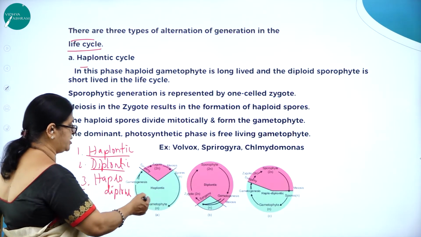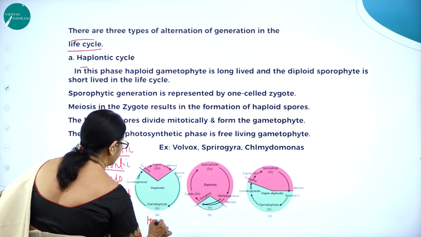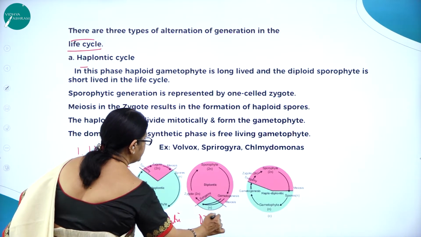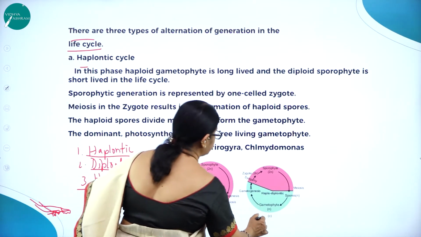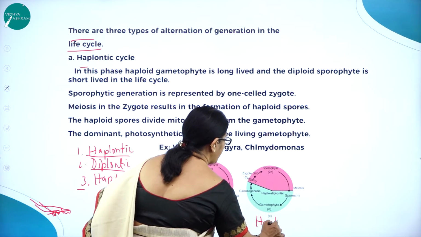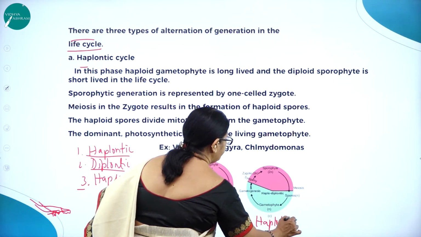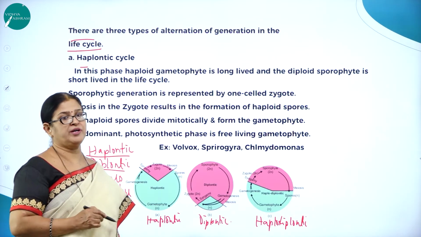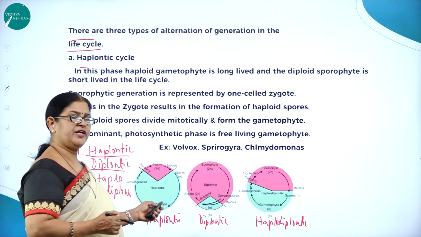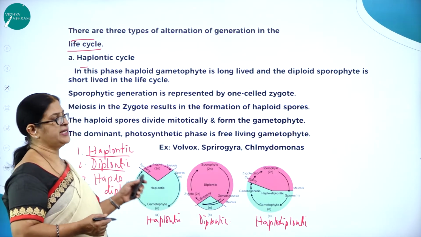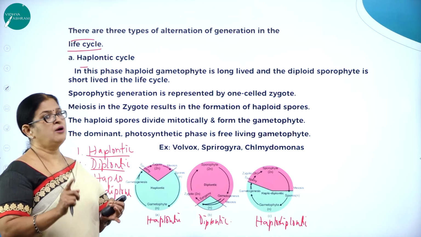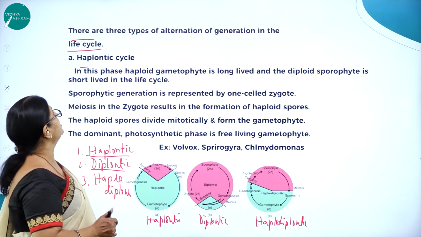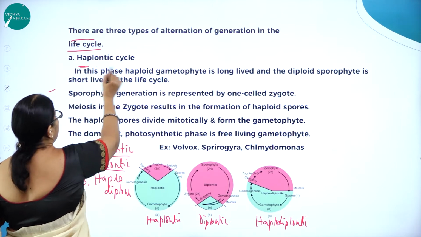So you can see in this picture. This is the haplontic life cycle, this is the diplontic life cycle, and this is the haplodiplontic life cycle. All these 3 diagrams are very important from the examination point of view. They are definitely going to ask any one of the cycles, either the haplontic, diplontic, or haplodiplontic life cycle. So now let us understand the first one, the haplontic life cycle.